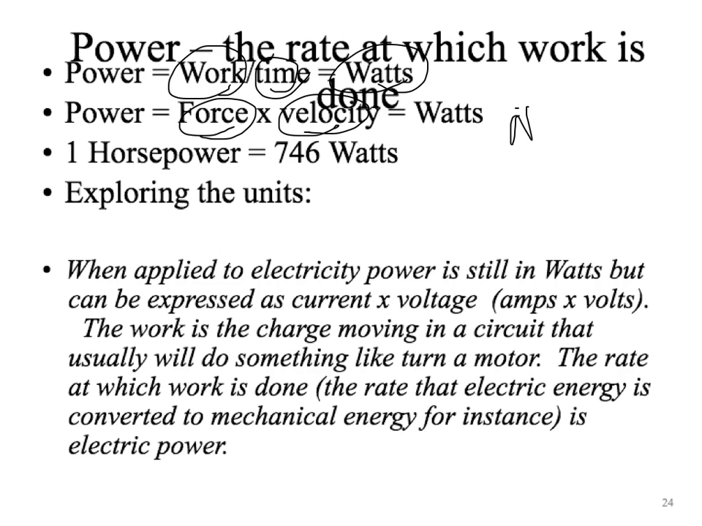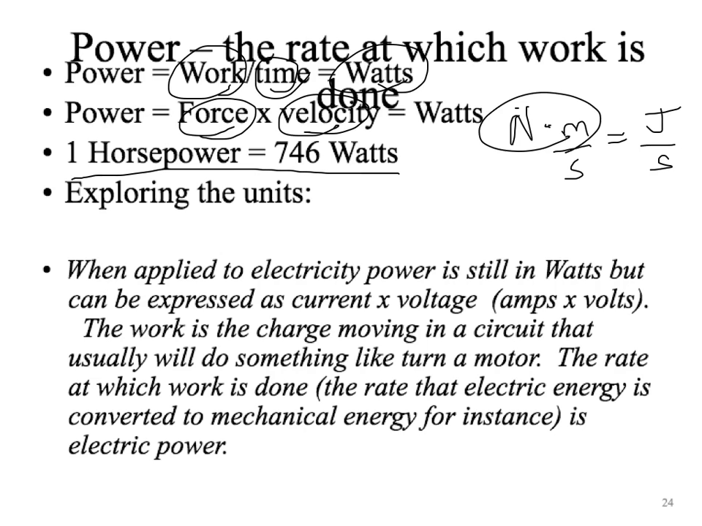Because if you look at this, I'm not going to explore it too much, but if I take force, which is in newtons, times velocity, which is meters per second, newtons times meters is joules. So it's the same thing. The other thing you probably want to know about is that a horsepower, that we're used to talking about power in, is equal to 746 watts.